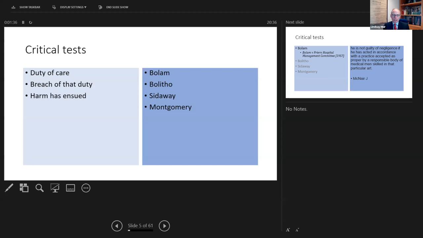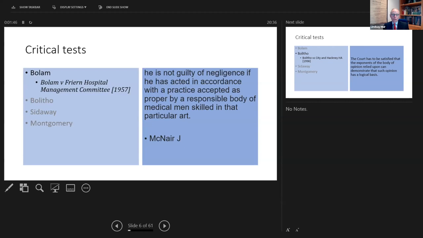And then you remember that there are a number of tests that are important. They're listed here. We'll go through these quickly. The important case law that we all know about. So Bolam was the one where Judge McNair indicated that if you have acted in accordance with a practice that is reasonable, that a reasonable body of orthopaedic surgeons, or your peers, would deem reasonable, even if they disagree with you and would have done something different, then you are not negligent.